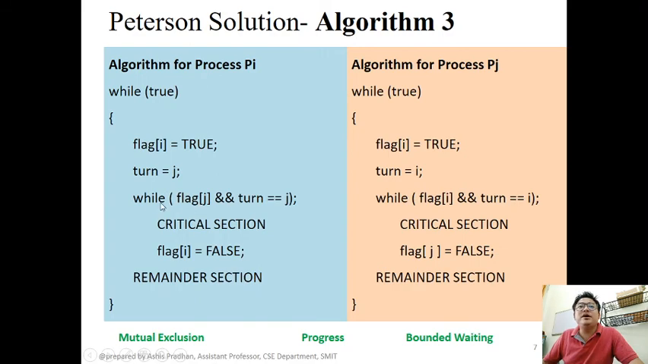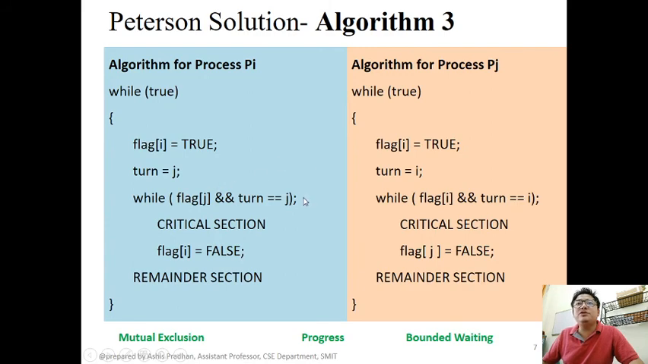Then check this statement, which should be read in this way: whether it is j's turn, and whether j is interested. Flag means interested, turn means who is going to enter next. So if the turn value is j and if j is interested, if both conditions are true, the result will be an AND operation, true and true, the answer will be true. If both conditions are true, then the entire relational expression will be true.